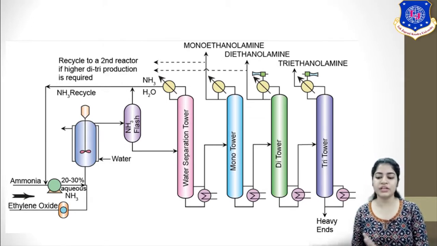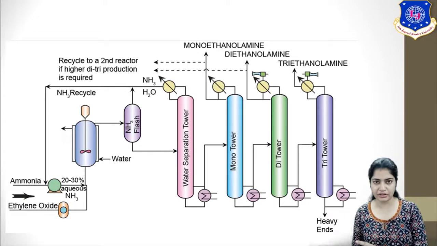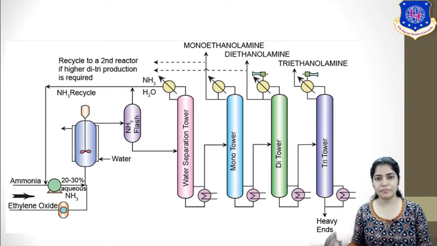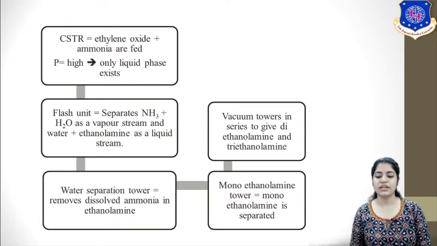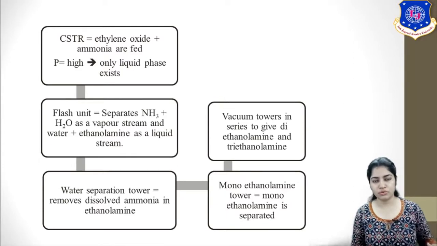Now note down here, the di tower and tri tower, okay, both of them operate under vacuum. Okay, so the pressure is what? Below atmosphere, hence both di and tri tower operate under vacuum. So this way you are getting your mono, di and triethanolamine.